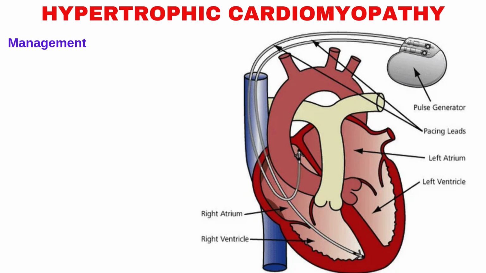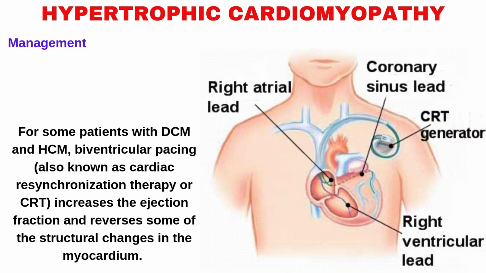When the ventricles are paced from the apex of the right ventricle, septal depolarization occurs first. This allows the septum to move away from the left ventricular wall and reduces the degree of obstruction of the outflow tract. Atrioventricular and biventricular pacing have been used to decrease symptoms and obstruction of the left ventricular outflow tract. For some patients with DCM and HCM, that is dilated cardiomyopathy and hypertrophic cardiomyopathy, biventricular pacing, also known as cardiac resynchronization therapy or CRT, increases the ejection fraction and reverses some of the structural changes in the myocardium.